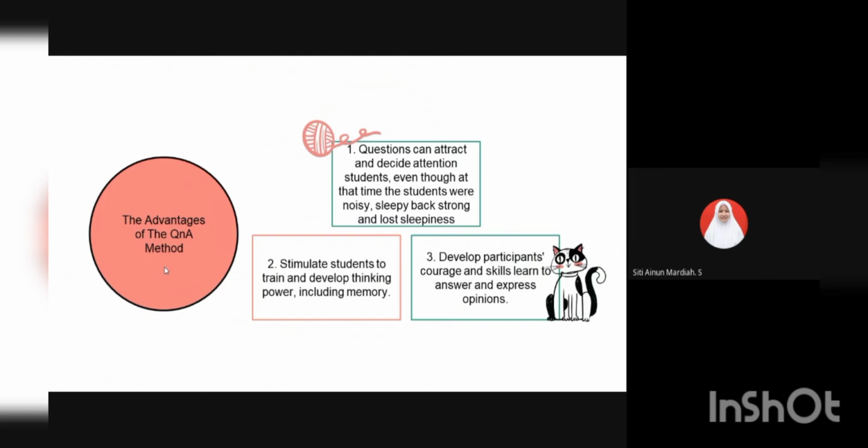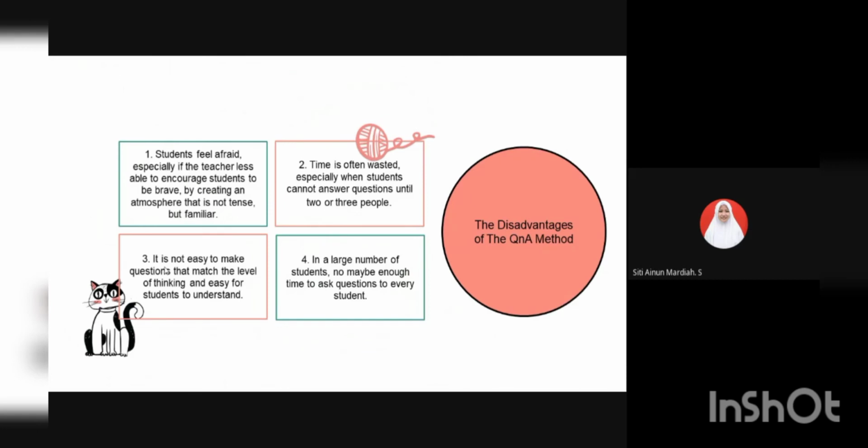The second is that it stimulates students to train and develop thinking power, including memory. And the last is to develop participants' courage and skill, learning to answer and express opinions. Next are the disadvantages of the Q&A method. There are four. The first is that students feel afraid, especially if the teacher is less able to encourage students to be brave by creating an atmosphere that is not tense but familiar.